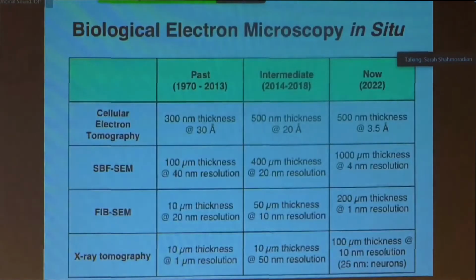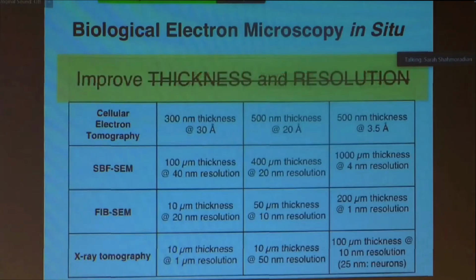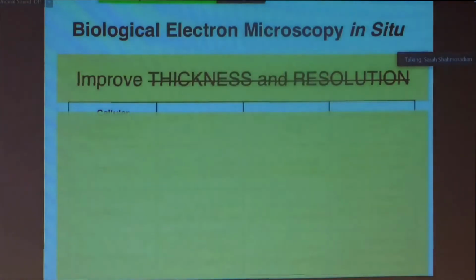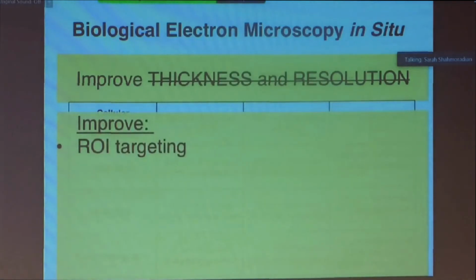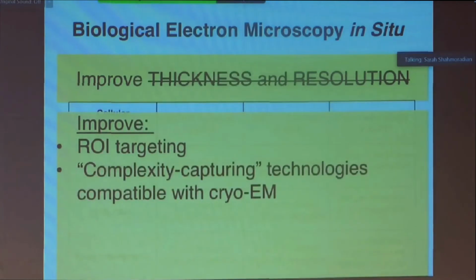So I want to transition to this slide, not to go into too much detail about these numbers, but just to focus on the thickness and the resolution for all these different techniques. Improving thickness and resolution used to be the mantra for structural biologists, but now we know that thickness is not as important as knowing where to target, which new technologies such as cryo-confocal microscopy can enable, for example, and using technologies such as what we've developed for cryo-compartmentalization of distinct neuronal populations, which helps to better capture complexity for in situ cryo-EM.